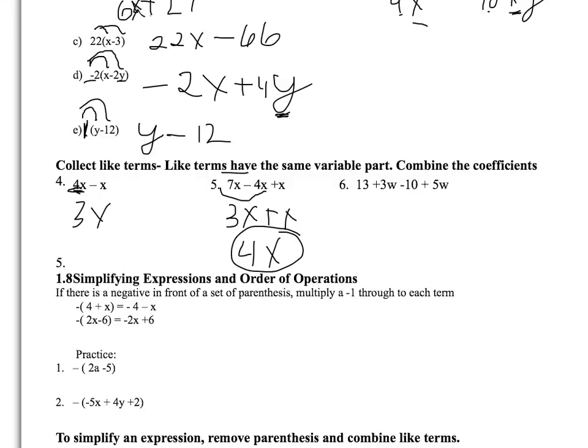Now, on this next one, we want to identify the like terms. That is, we have a 3w and a 5w. Those are like terms. And then the 13 and the negative 10, those are also like terms because they don't have any variables. So the w's we combine like we think we would. 3w's plus 5w's. 3 plus 5 is 8. That gives us 8w. 13 minus 10 is 3. So plus 3. And that's what we have.